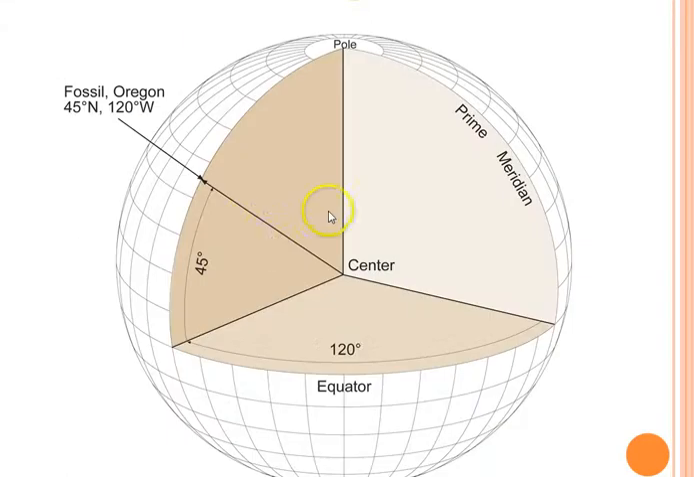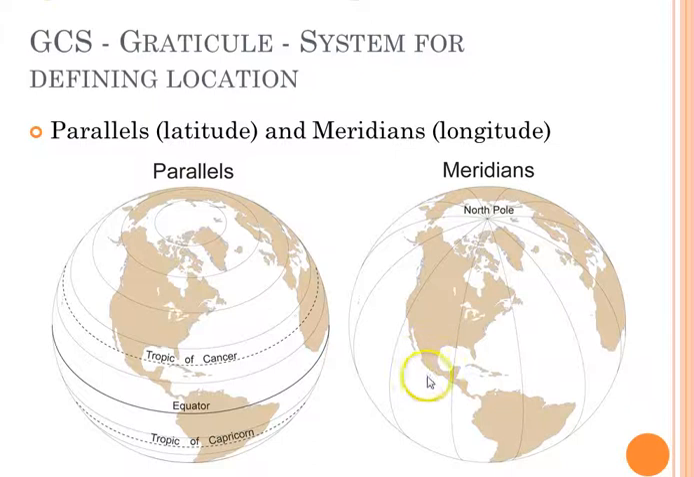Do I have that other image? Yes. So here's the meridians, and you can see they converge at the pole. Parallels never touch each other. They never cross each other, and they go up in equal bands to the North Pole and the South Pole. So the parallels divide the world into the Northern Hemisphere and the Southern Hemisphere, and the meridians can divide the world into the Eastern Hemisphere and the Western Hemisphere.